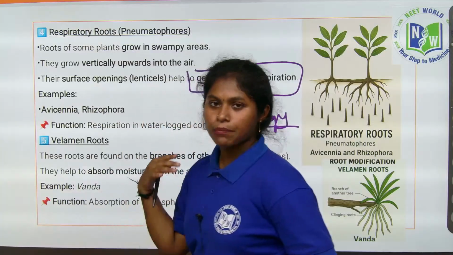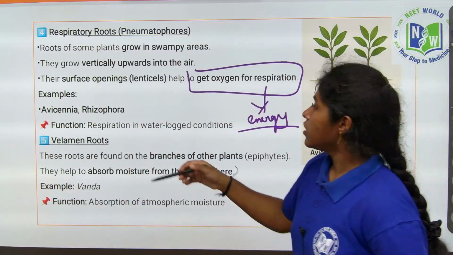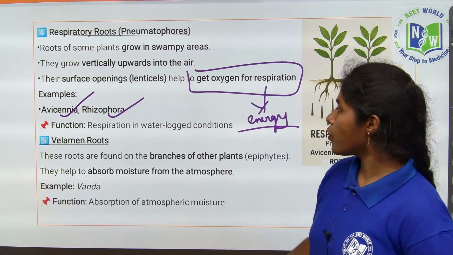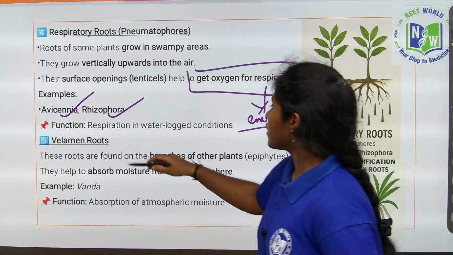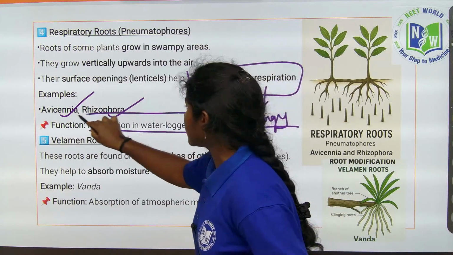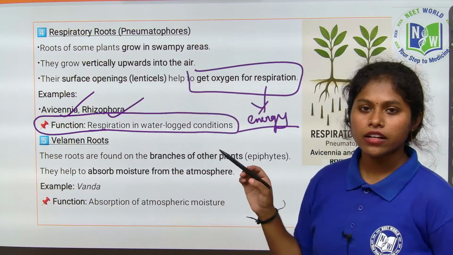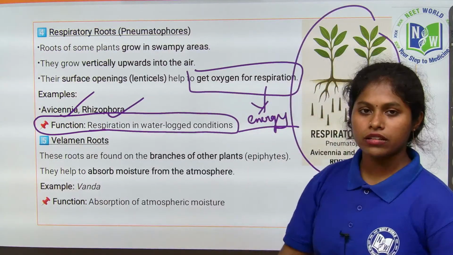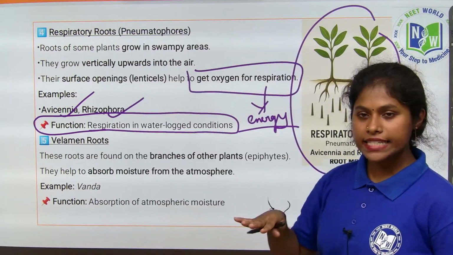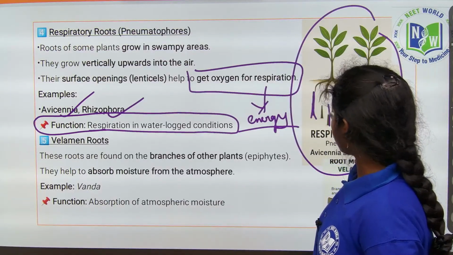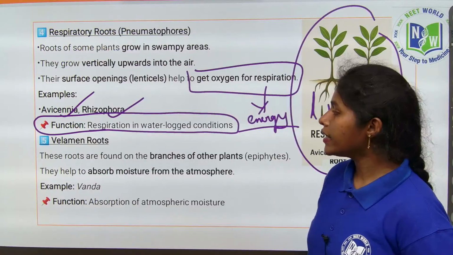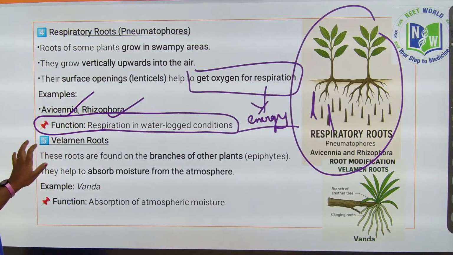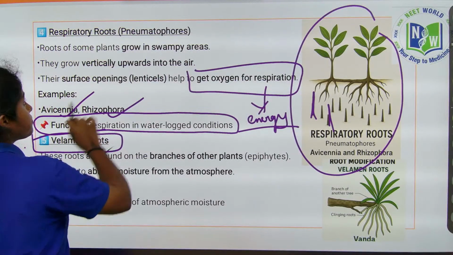What are the examples of these respiratory roots? Avicennia and Rhizophora. What is the function of these respiratory roots? Respiration in waterlogged conditions. They help the plants that grow in waterlogged regions. These roots arise for respiration, right? Coming to the velamen roots, they are mainly seen in orchids. So let's see the velamen roots.